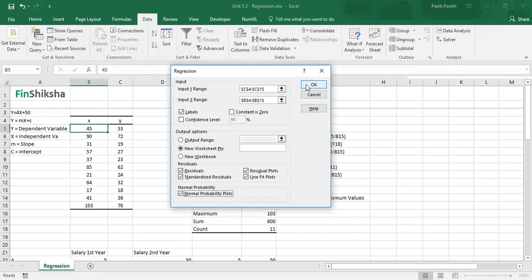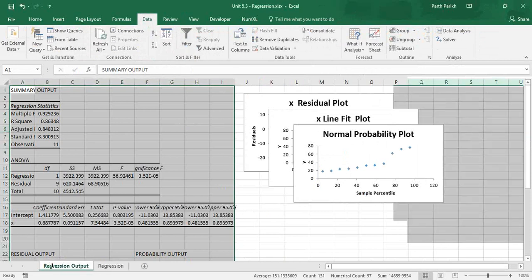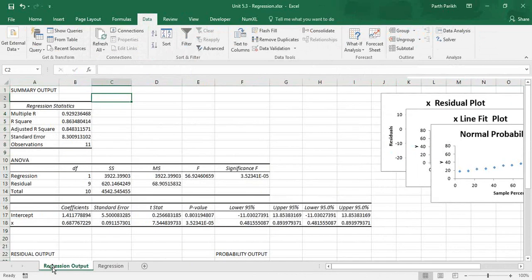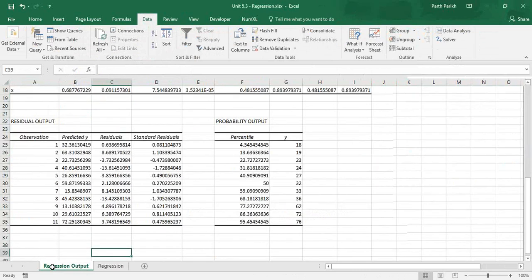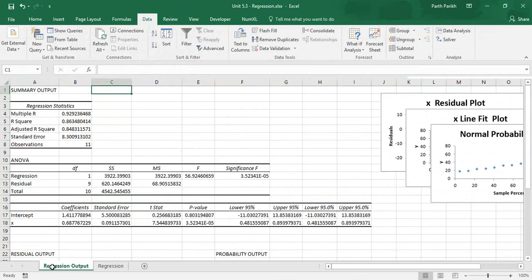Once I do that, it creates a new sheet. So this is the regression output, and it gives us the output of the entire regression with the graphs. Then there is some data which has been given to us. We will see what this data means. However, this is how you should run the regression, which is plain and simple.